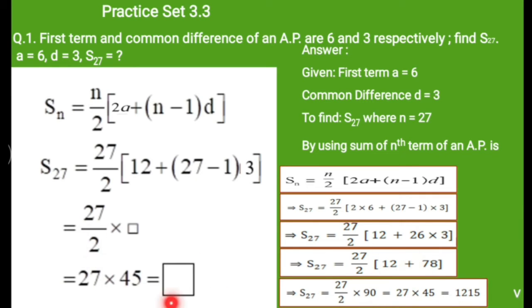Now we have come to this step, 27 by 2 into. So in box we get 12 plus 78, which is 90. So we fill up this third box with 90, and this last 27 into 45, which is 1215.